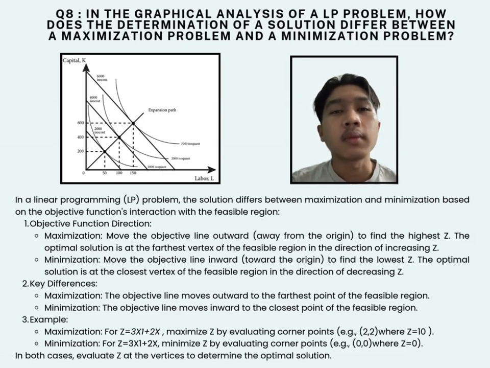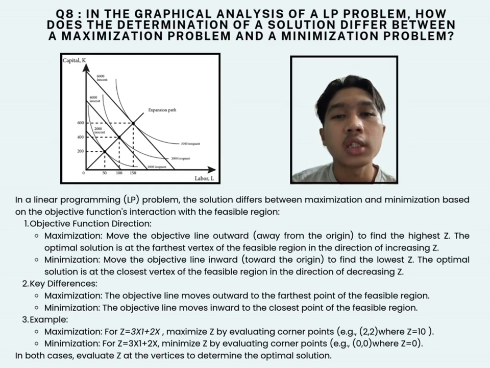Third, the example. For maximization, for Z equals 3x1 plus 2x2, maximize Z by evaluating corner points. For example, in the picture, x is 2, y is 2, where Z equals 10. For minimization, for Z equals 3x1 plus 2x2, minimize Z by evaluating corner points. For example, x is 0, y is 0, where Z is 0. In both cases, evaluate Z at the vertices to determine the optimal solution.